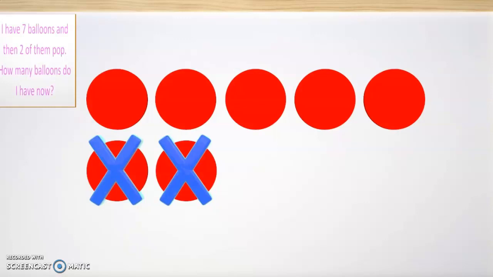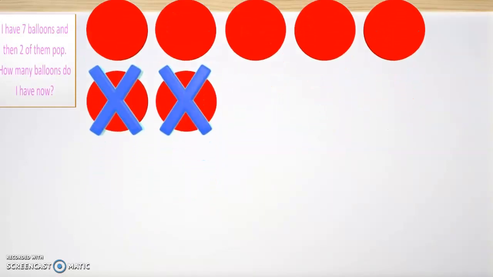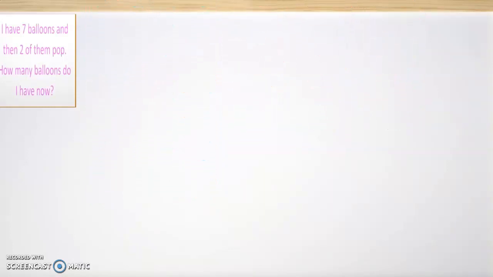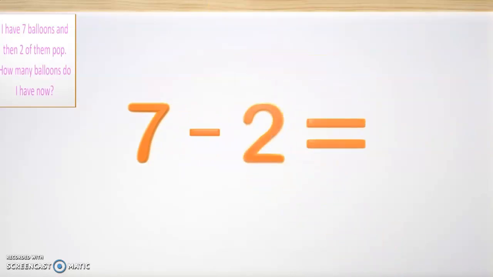We need to write an equation to go along with this word problem. If you remember, we had 7 balloons total at the beginning, so we will write the total, or 7, first, because this is how many we had before any of them popped. Then it told us that 2 of those balloons popped. We will now use the minus sign or the takeaway sign, which tells me that I am going to take away 2 of those balloons that popped. When we take the 2 balloons away, how many do we have left?